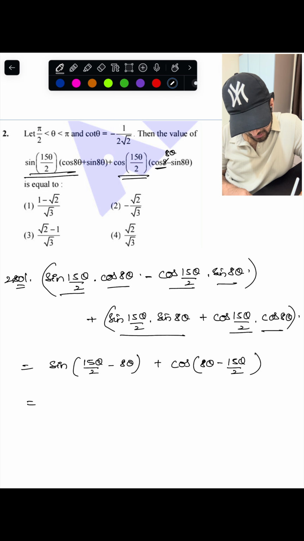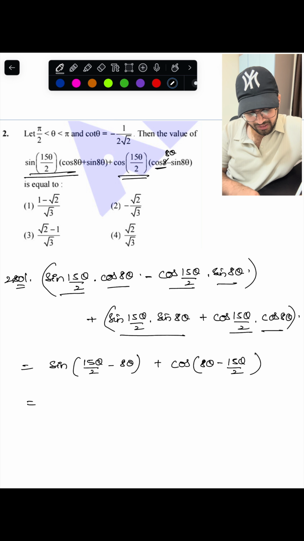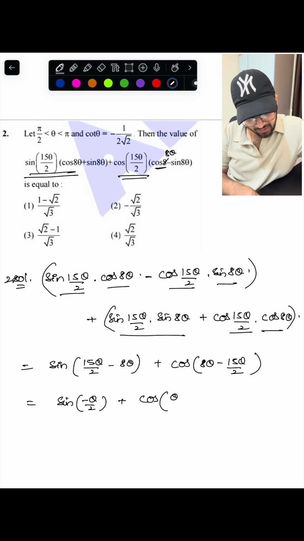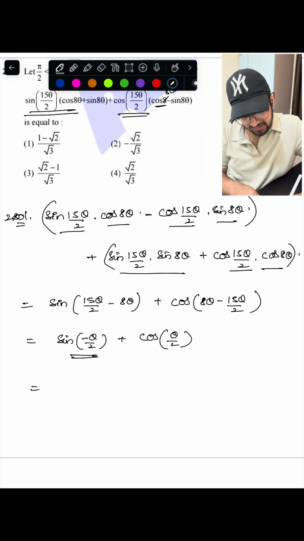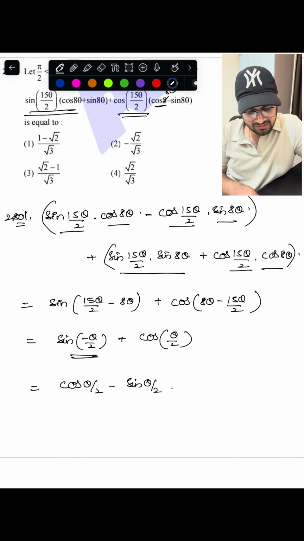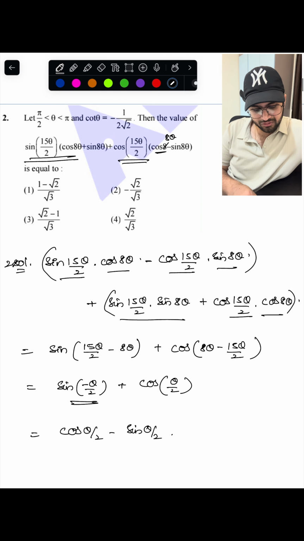If you take the LCM, 15 minus 16, that gives minus theta, so sin of minus theta by 2. Similarly, cos of (16 minus 15) theta by 2, which is cos of theta by 2. As sin of minus theta by 2 is minus sin theta by 2, I can write this as cos theta by 2 minus sin theta by 2. Now we need to simplify this.